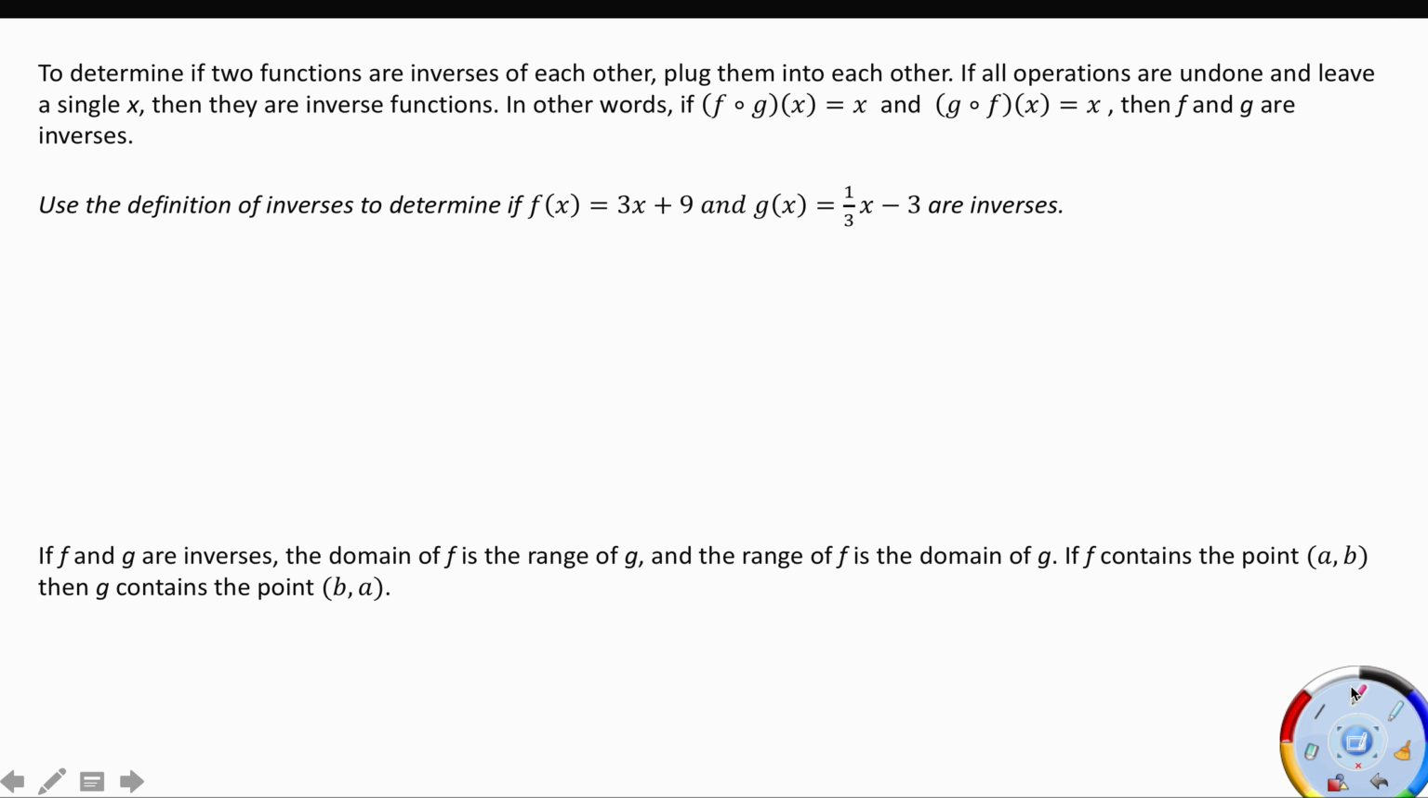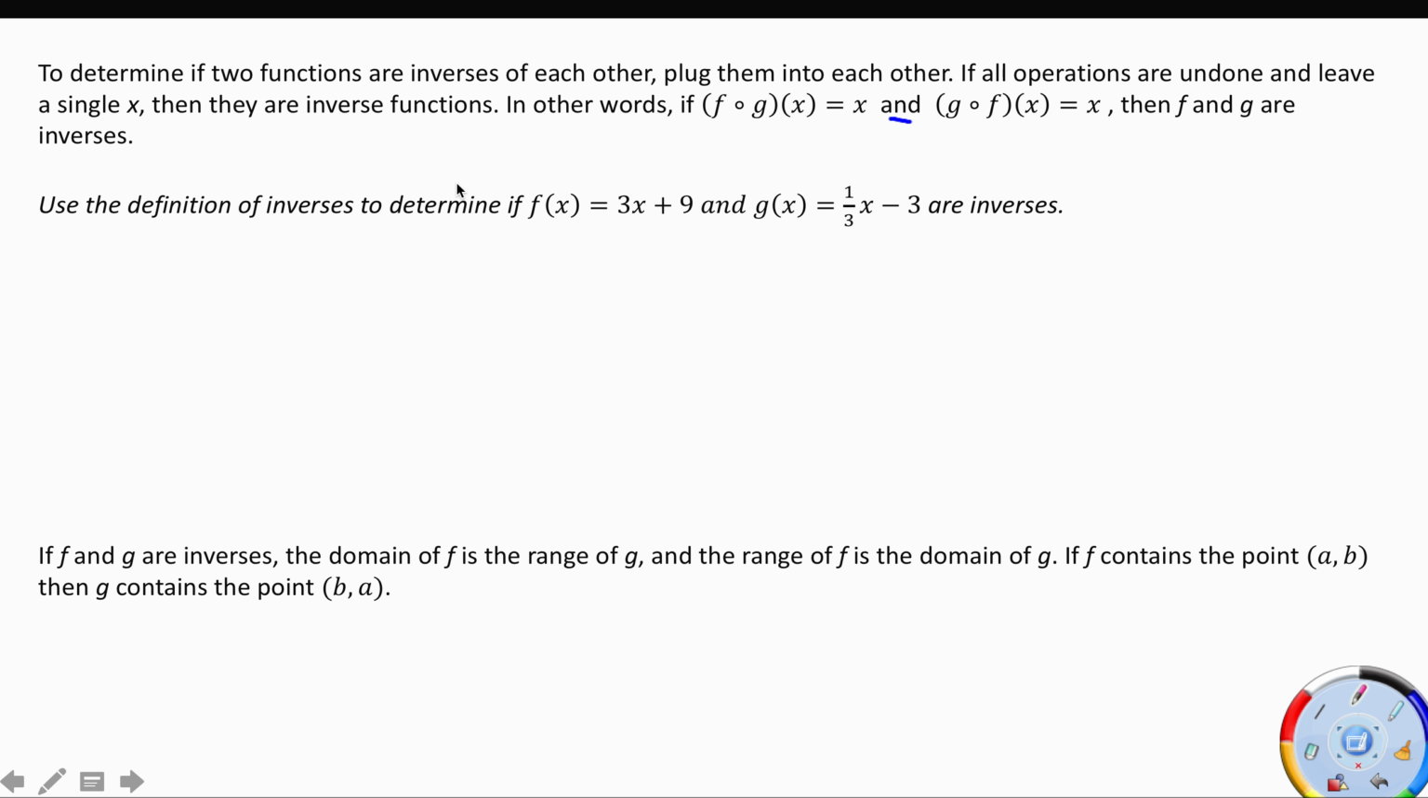So to determine if two functions are inverses of each other, plug them into each other. If all operations are undone and leave a single x, then they are inverse functions. In other words, if f of g of x equals x and g of f of x equals x, then f and g are inverses. So let's use the definition of inverses to determine if f of x equals 3x plus 9 and g of x equals 1/3 x minus 3 are inverses.